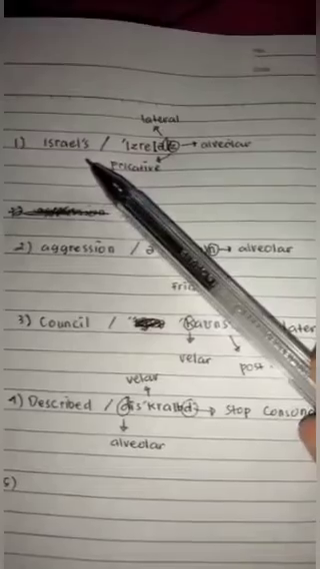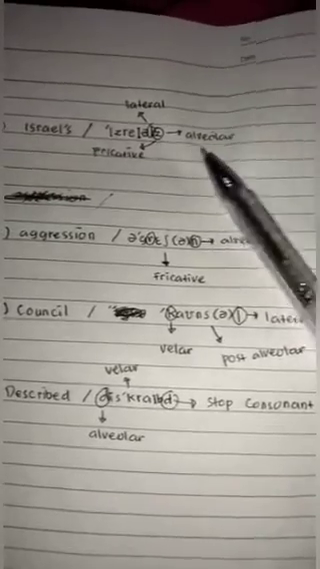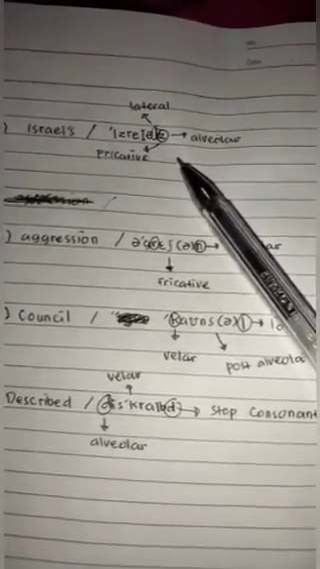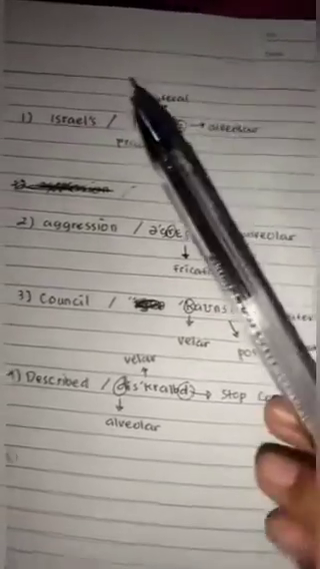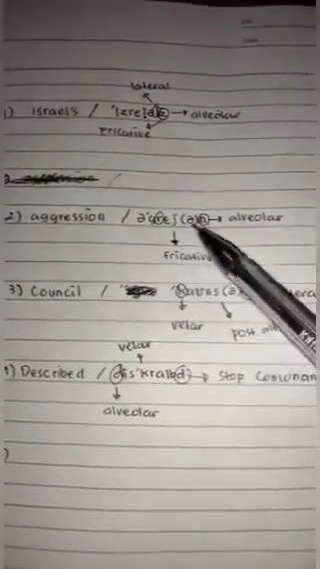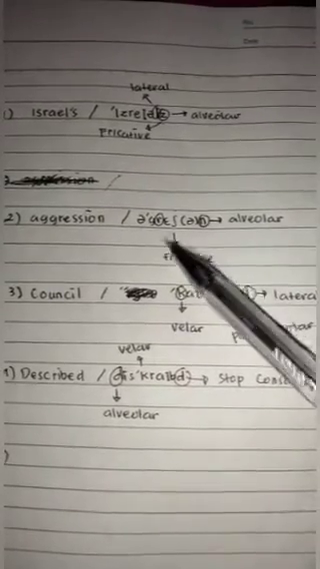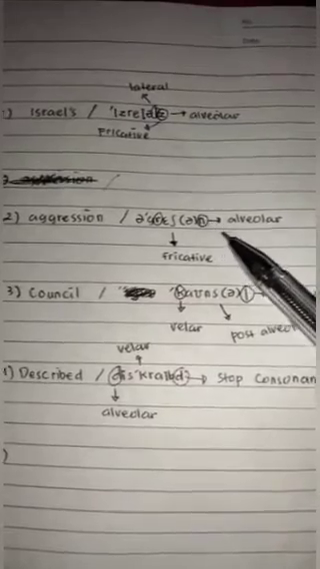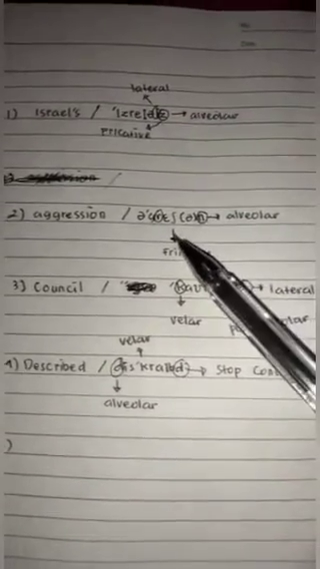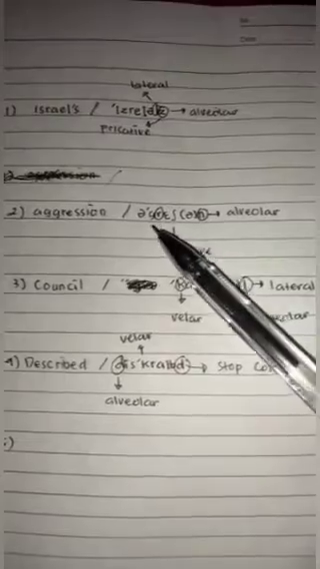I want to explain the phonetic transcription. The first, Israel's. Place of articulation of s and l is alveolar, and manner of articulation of l is lateral and s is fricative, and stress pattern is Israel. Second, aggression. Place of articulation of r and n is alveolar, and manner of articulation of sh is fricative, and stress pattern is aggression.